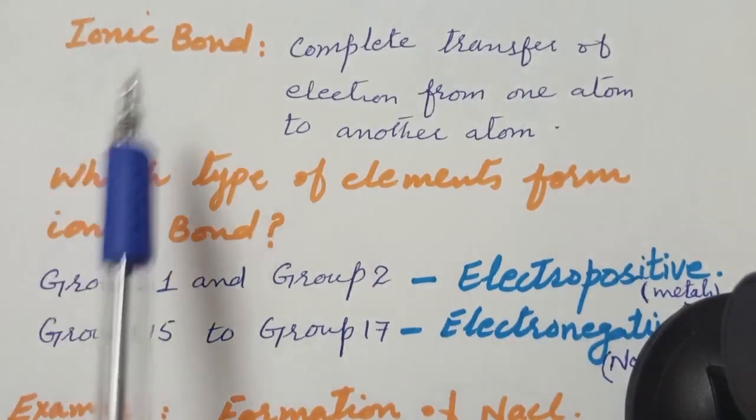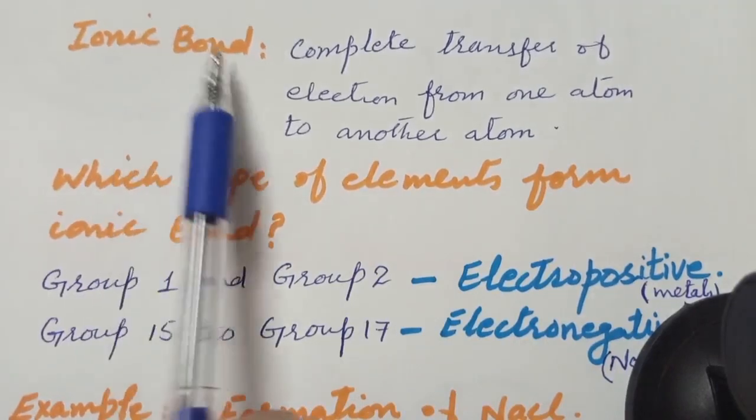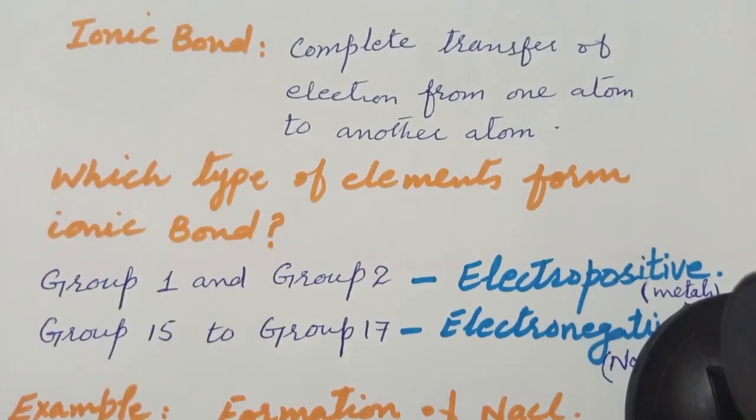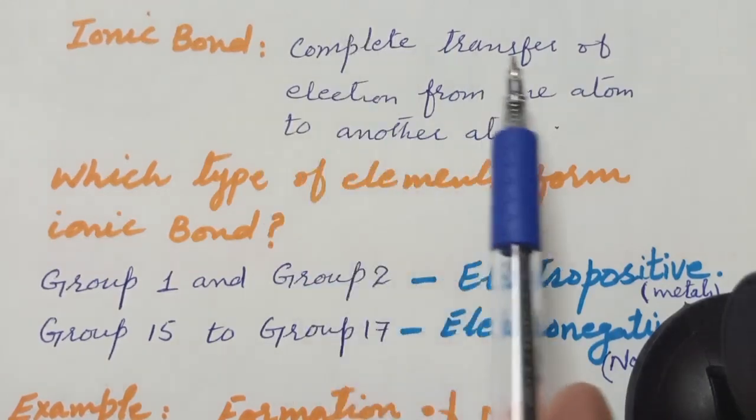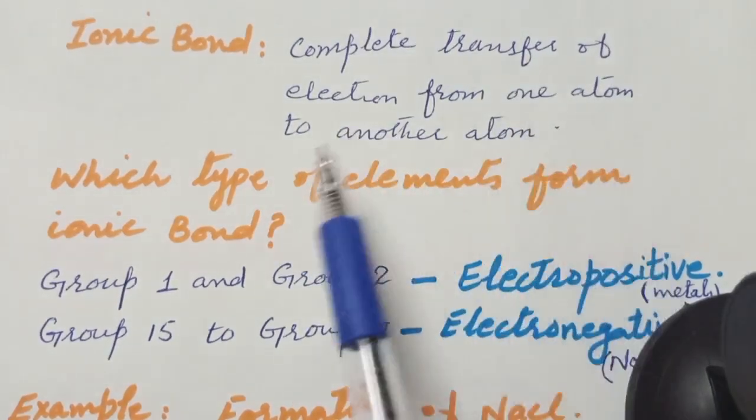As the name shows, ionic bond. Ions are formed by the transfer of electrons. By gaining or losing electrons, the ions are formed. So the ionic bond is formed between the ions. Ionic bond is formed by the complete transfer of electrons from one atom to another atom.